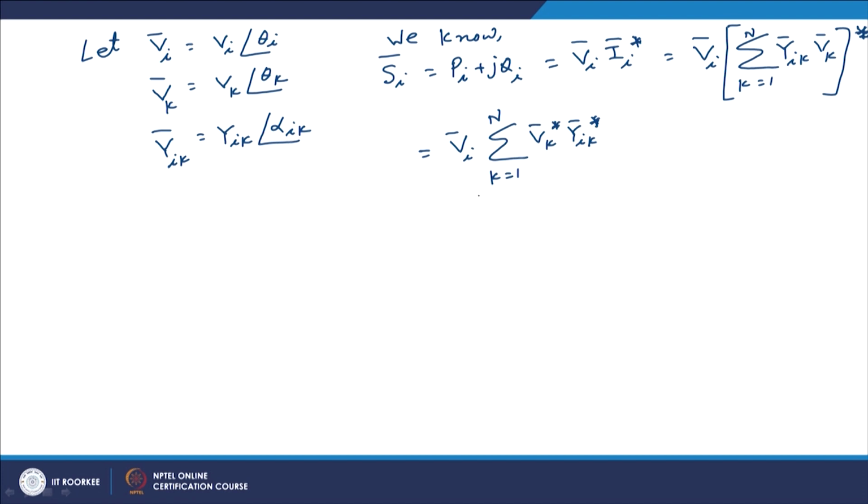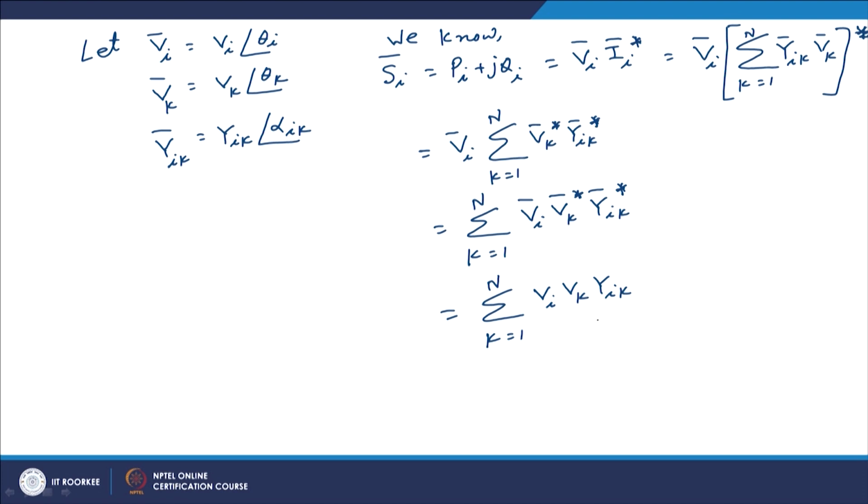Now, because Vi is common to all, I can take it inside the summation, k equal to 1 to n, Vi Vk star Yik star. So we can write it as the sum over k equal to 1 to n of magnitude Vi, magnitude Vk, magnitude Yik, with angle theta i minus theta k minus alpha ik, by substituting Vk star and Yik star from the earlier expressions.